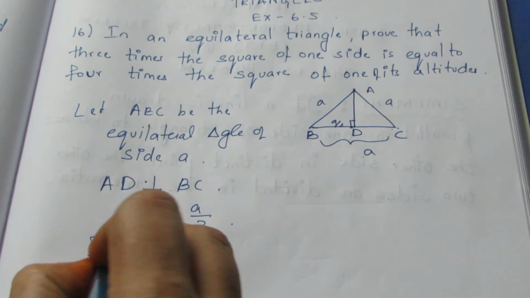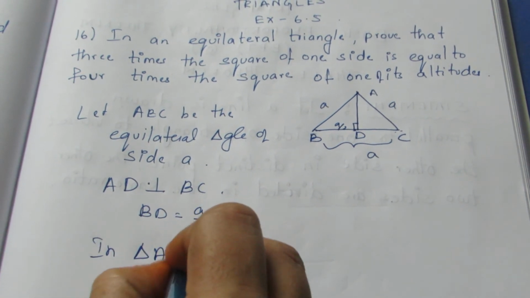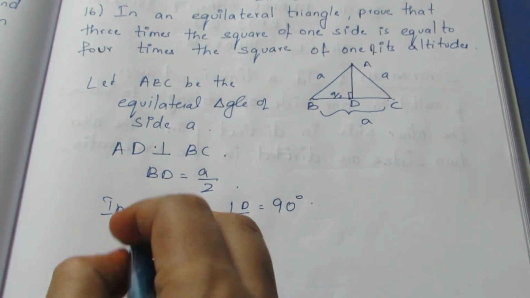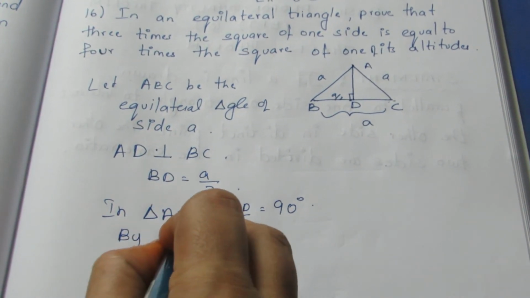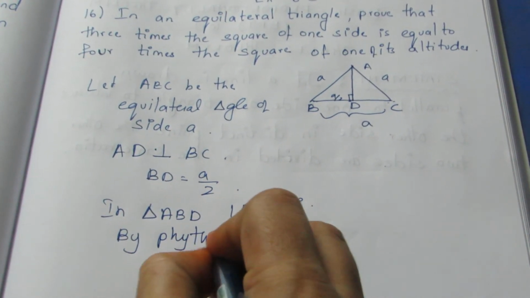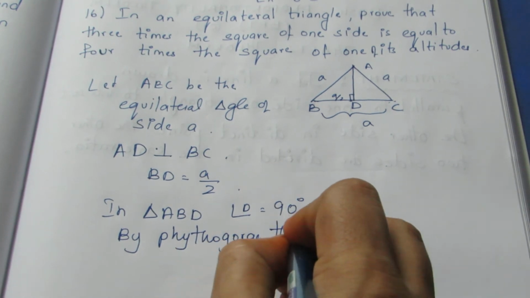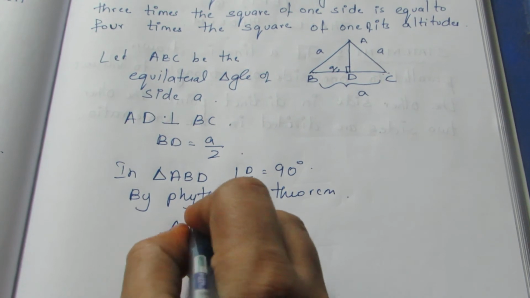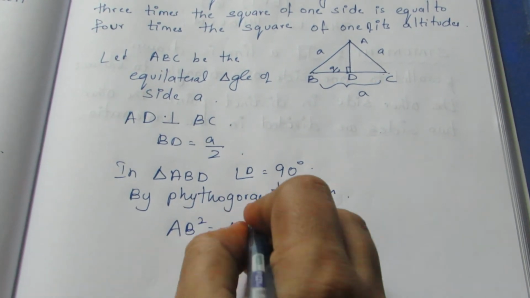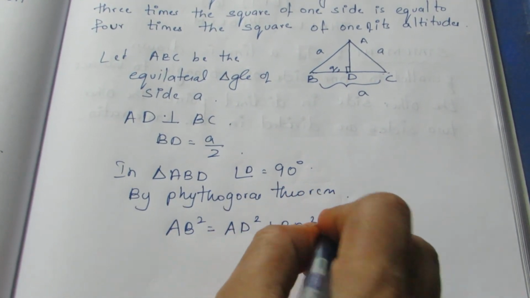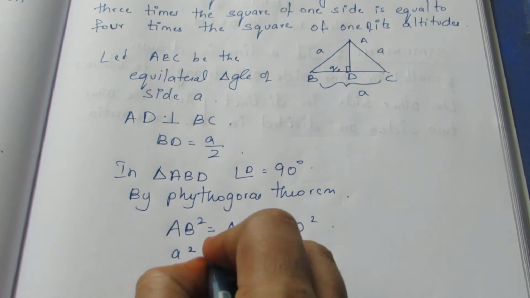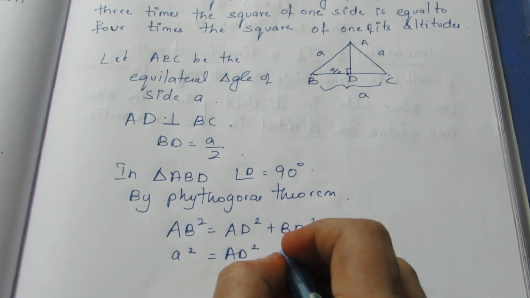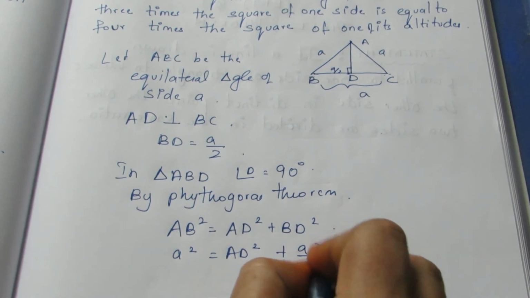In triangle ABD, angle D equal to 90 degrees. So by Pythagoras theorem, we know that AB square is equal to AD square plus BD square. Here AB is A, so A square is equal to AD square plus BD square. We want to find the altitude. For that reason, we are taking the Pythagoras theorem.